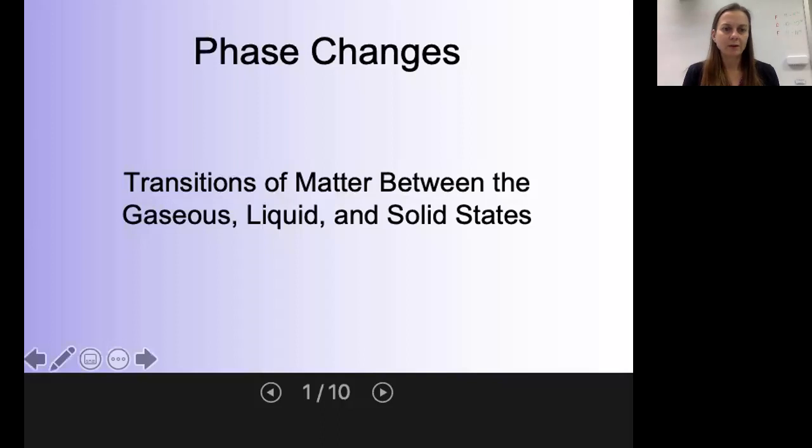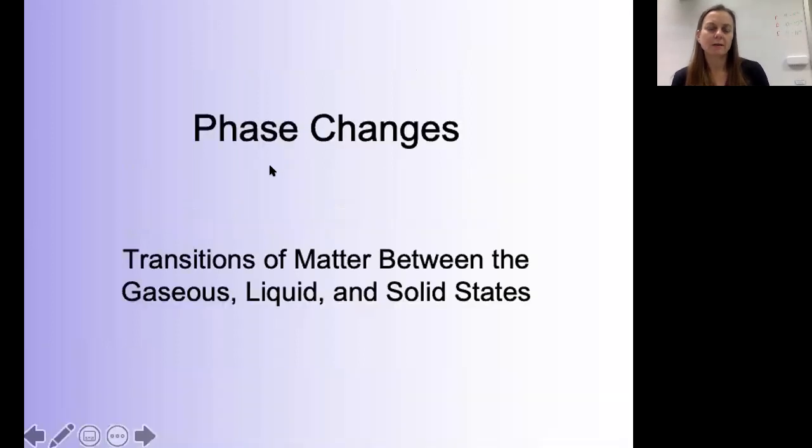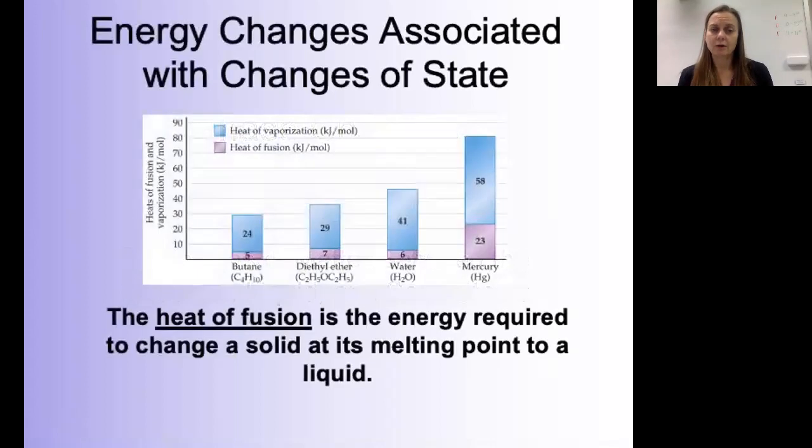Okay, so when we talk about phase changes and the energy changes that are associated with those, we're talking about transitions of matter between gas, liquid, and solid states. And we know that each change of state has a certain energy associated with it. We talk about the heat of fusion, that is the energy required to change a solid at its melting point to a liquid.